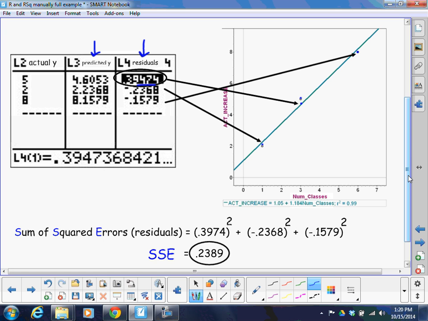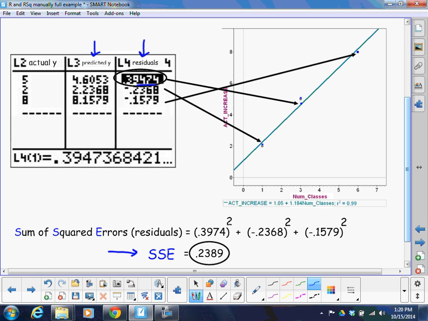Okay, so I'm going to take the 0.3974, square it, plus the negative 0.2368, square it, and the third one as well. And that's going to give me the sum of the squared errors, or basically the sum of the squared residuals. Now keep in mind the linear regression line was found by minimizing this number. That line is the line that gives us the smallest SSE here. That's the whole point of what a linear regression line is.